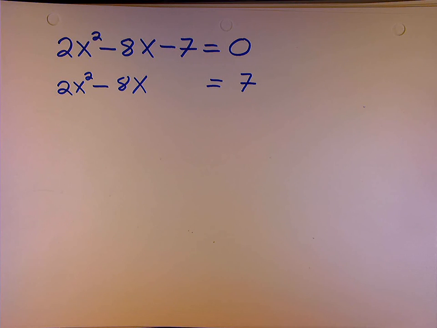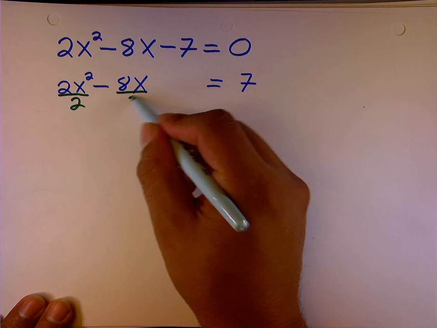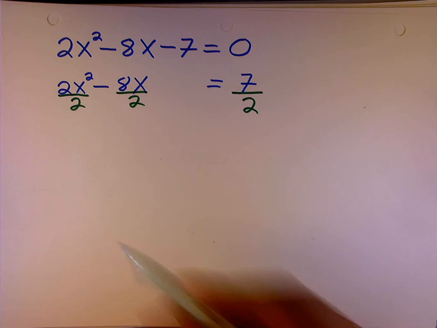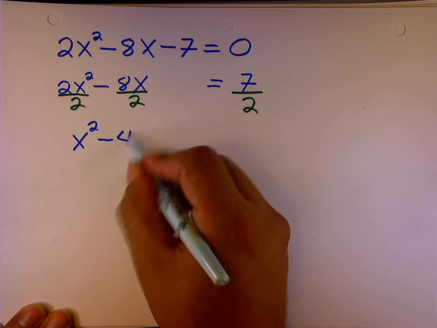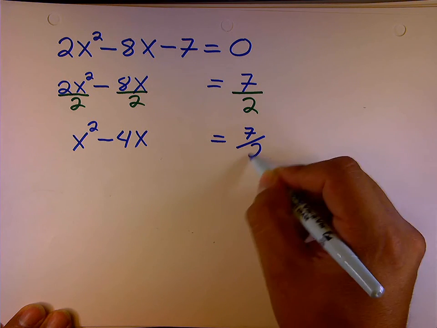Another small problem I have is the 2 in front of the x squared. If I have a 2 in front of the x squared, I'm going to remove it by dividing each and every object by 2. So, everything is going to be divided by 2. And I will end up with x squared minus 4x equals 7 halves.